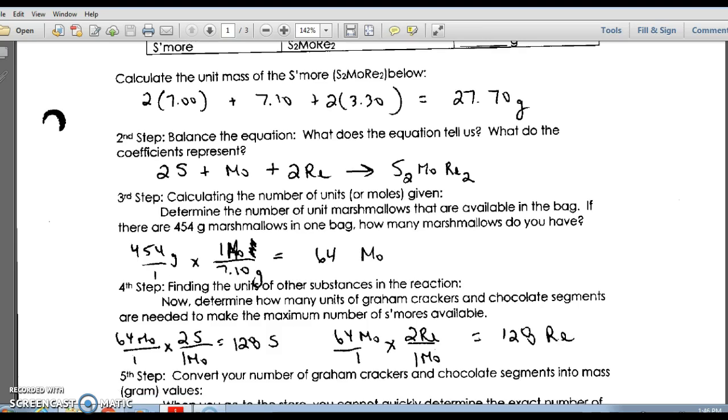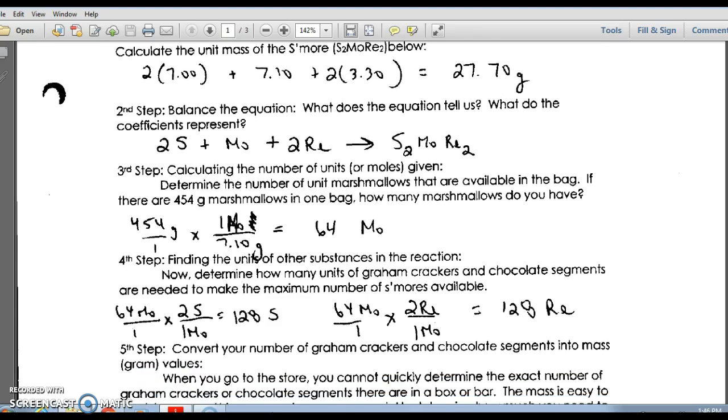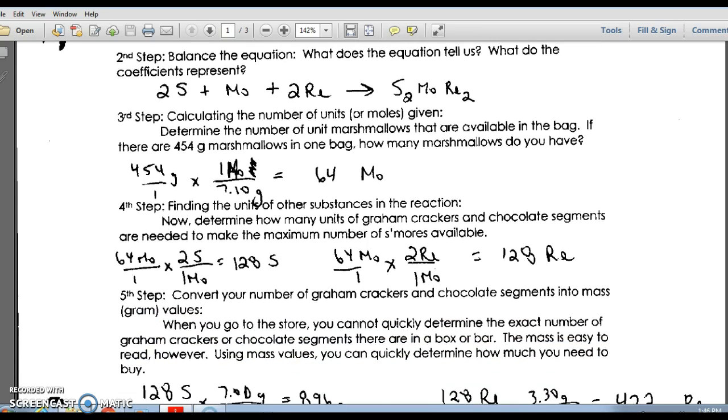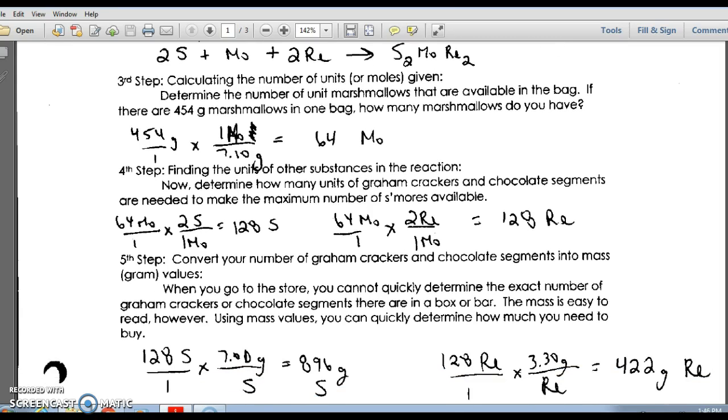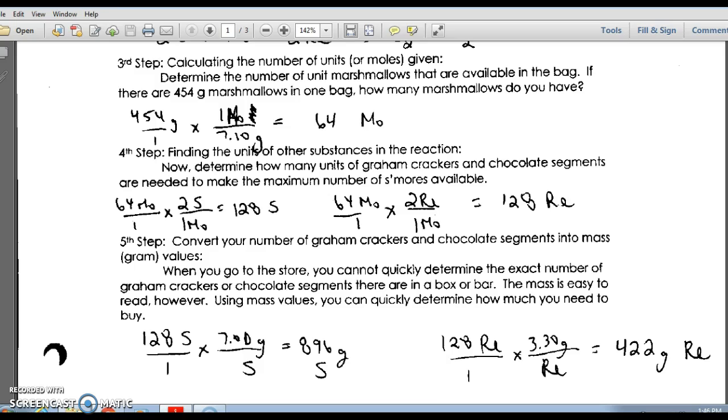The fourth step shows you how many pieces of the other 2 reactants we need. For that, we're going to use our balanced chemical equation. And this is really the only new calculation that we're doing in this new unit. We're going to take the ratios from the balanced chemical equation, the coefficients from the balanced chemical equation, to show.